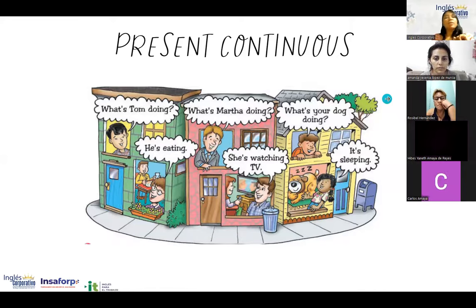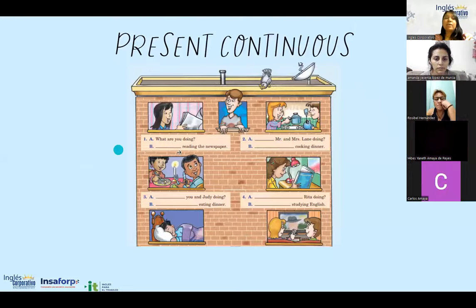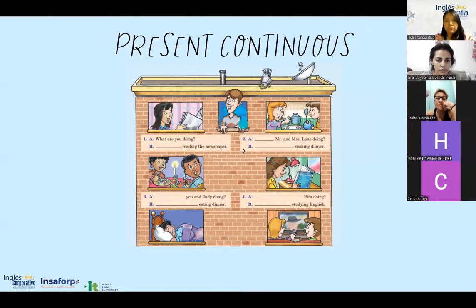Okay. Now, let's see. We have a couple of exercises. Number one. What are you doing? I am reading the newspaper. Reading. Excellent. Number two. ¿Cuál sería el complemento? What are Mr. and Mr. Lane doing?